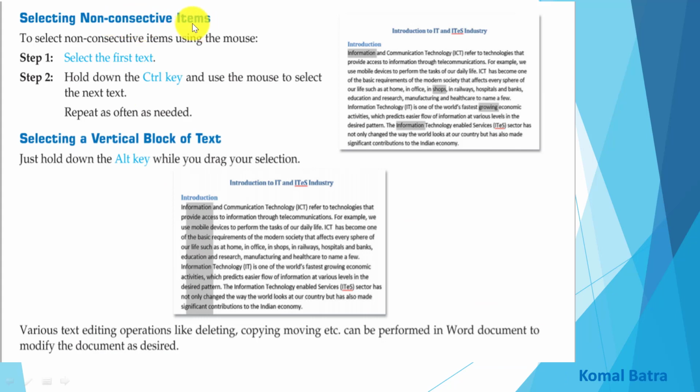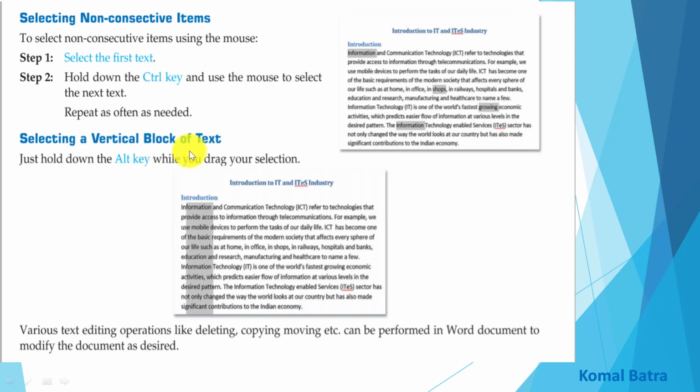Select non-consecutive items. Non-consecutive items means those words or items which are not together; they are scattered anywhere. What you have to do is select the first text, then hold down the Control key and use the mouse to select the next text. First we select the text, then press the Control key, go to this, select, then Control key again, go to this, then go to this. The non-consecutive items are selected.